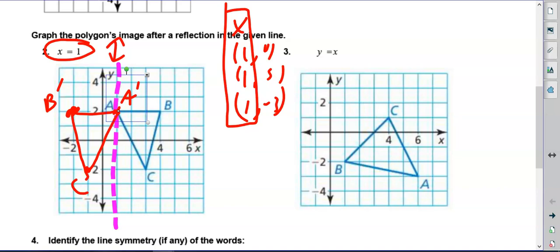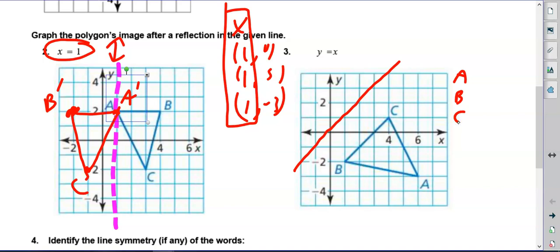All right, y equals x. That is off of our yellow card, okay? That is reflecting over this line right here. So when we have y equals x, we just switch the points. So I'm going to actually label A, B, and C here to make life easier.